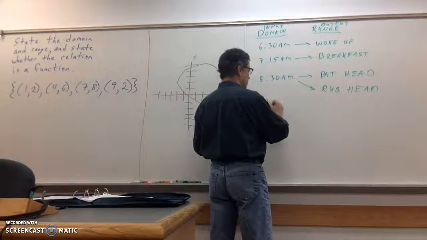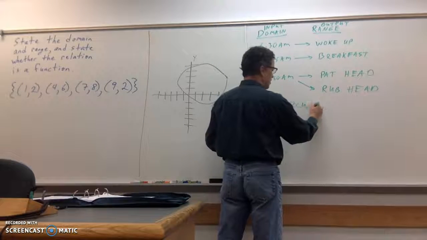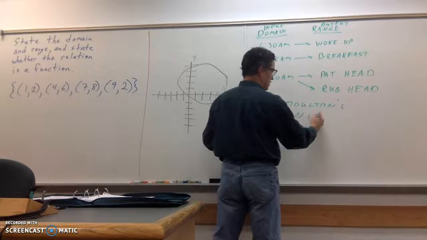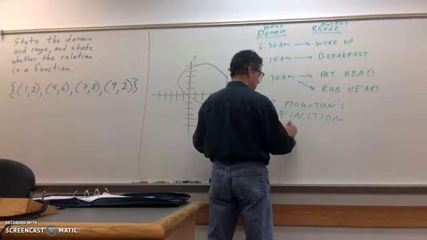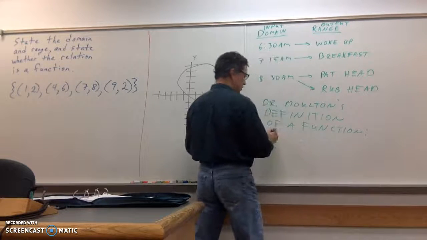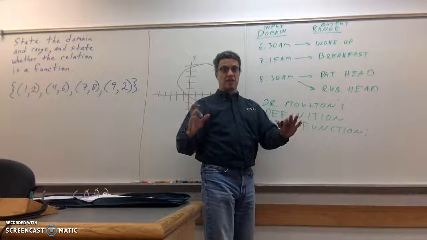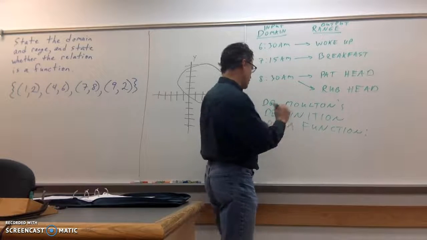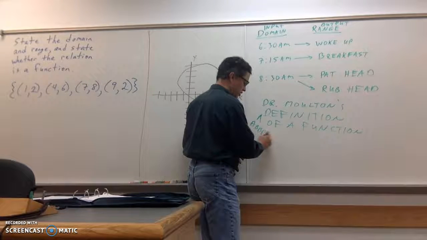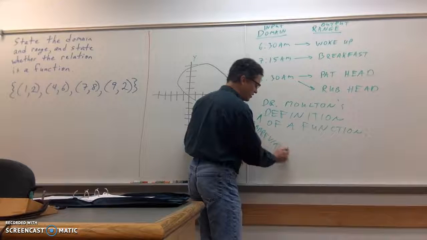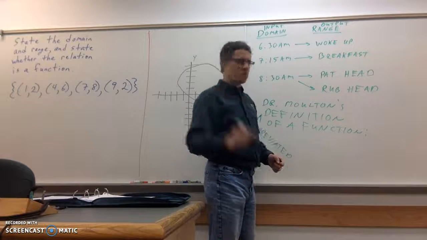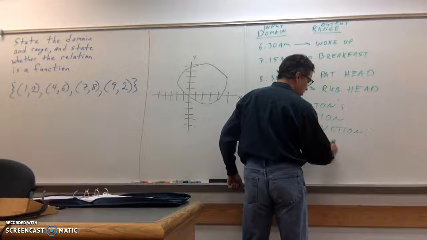So I'm going to say Dr. Moulton's definition of a function. I'm going to call that. This is going to be really condensed. I shouldn't have said watered down. I'm going to say abbreviated. I'm really condensing this thing. So I'm going to say each element in the domain gets used once. So I'm just going to say domain gets used once.